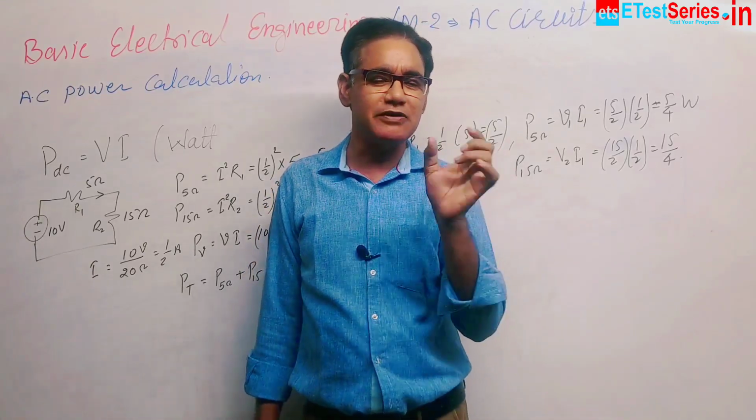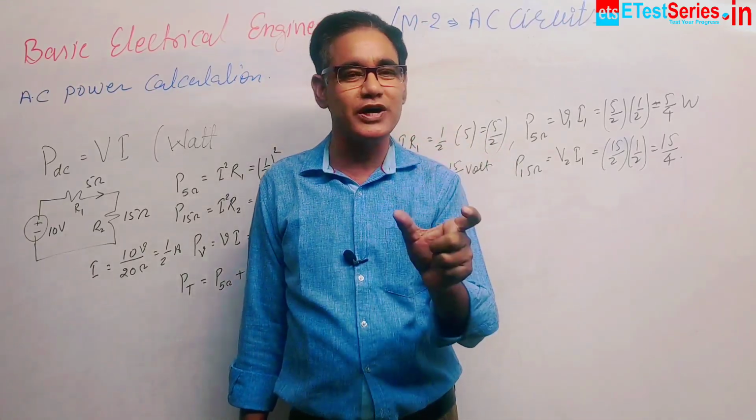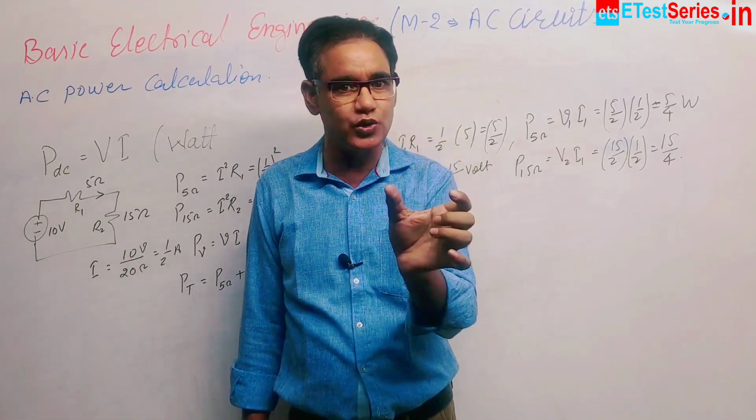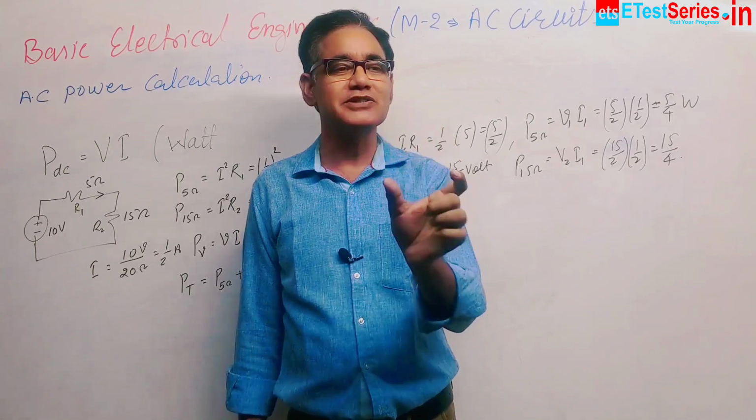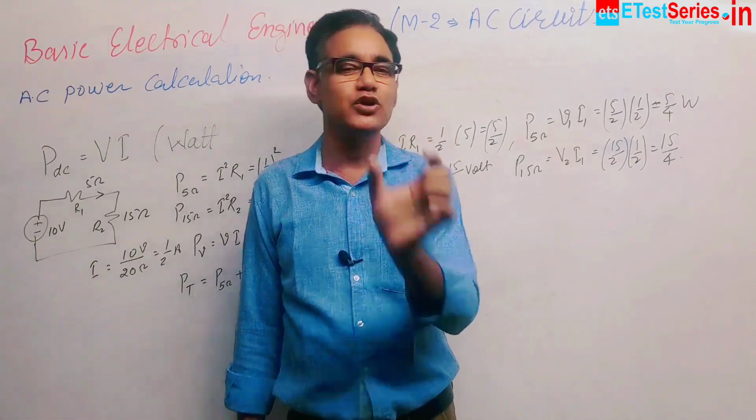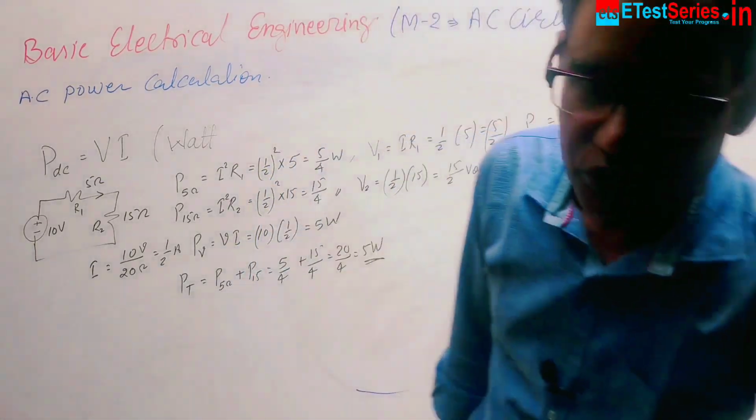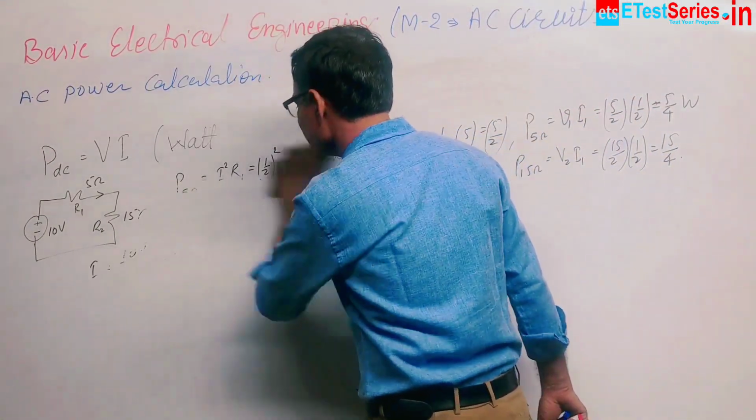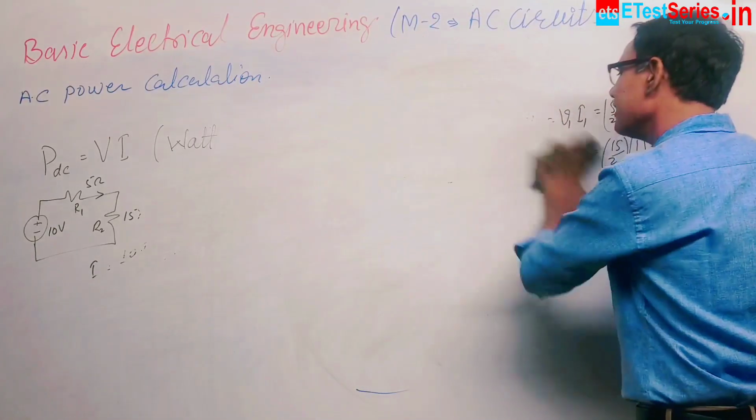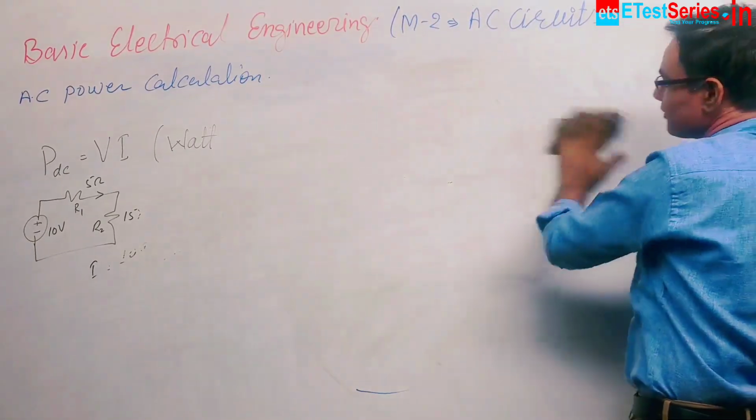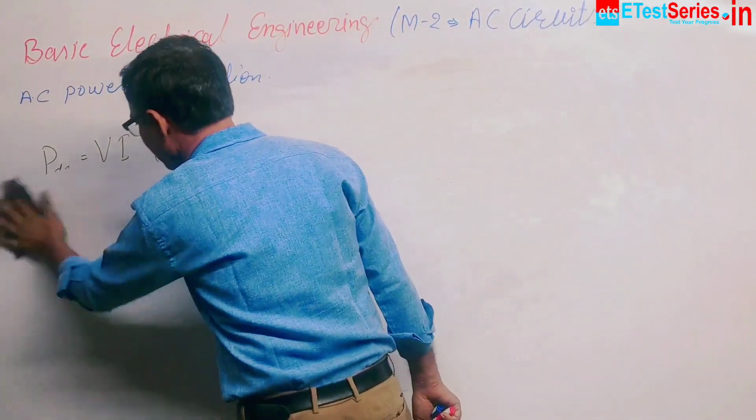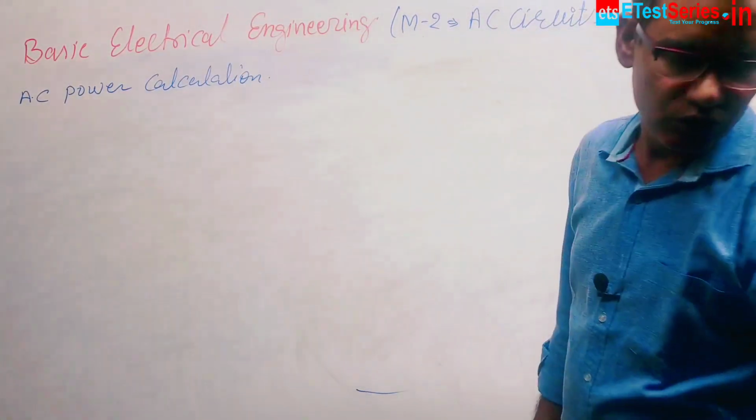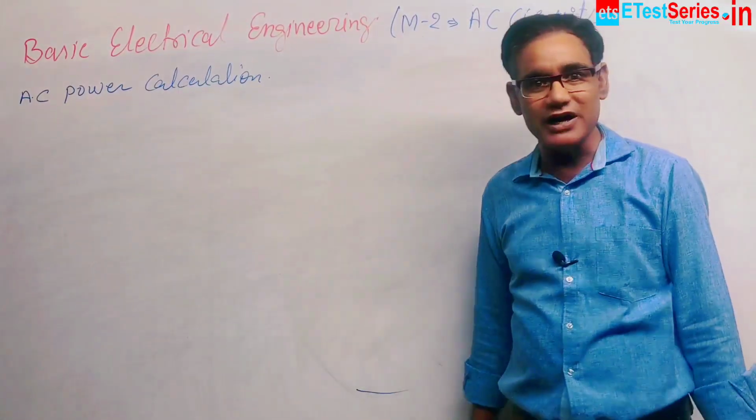In a resistance, power can be calculated as I square R, or as the voltage across the resistance into the current, V into I. And the power supplied by the source is V into I, the voltage across the source into the current of the source. So this is a very simple calculation of power. And the unit is watt, whether the power is I square R or V into I. The unit is watt only, named after James Watt.